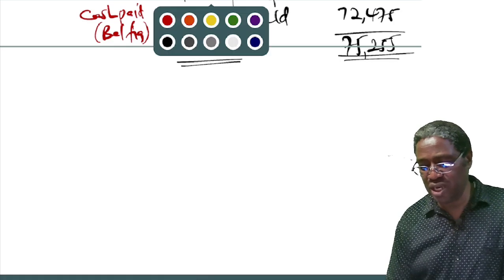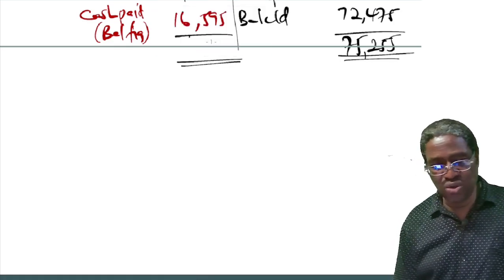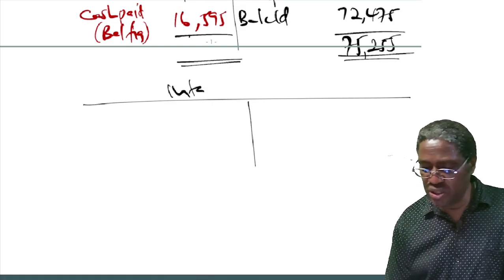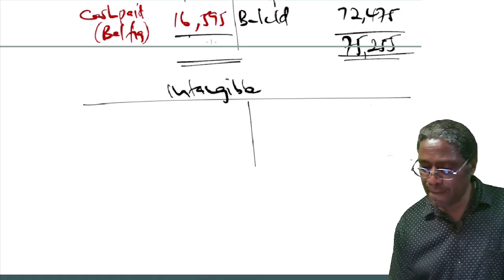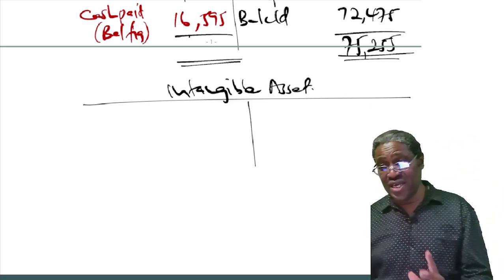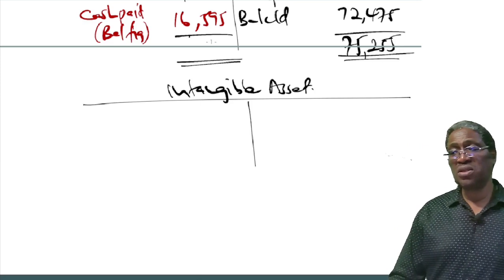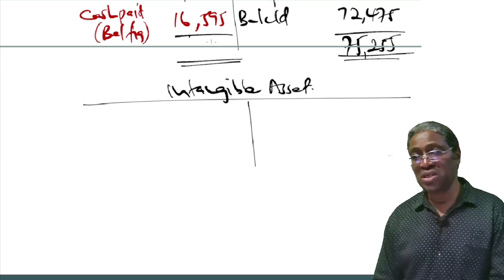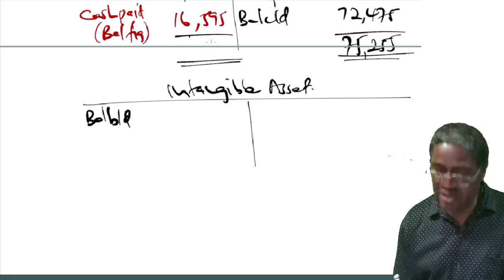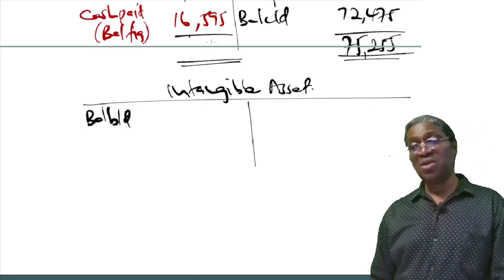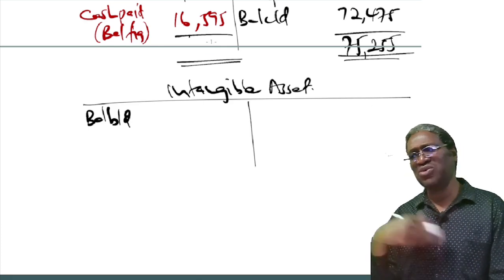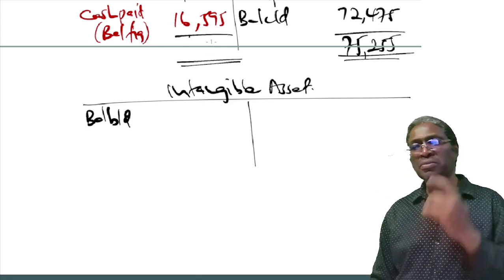So let's open that account. Let's open an account called intangible asset. We feed in everything in this account. And then the balancing figure would be, if any, the impairment or the amortization. They call it impairment or amortization, no problem.